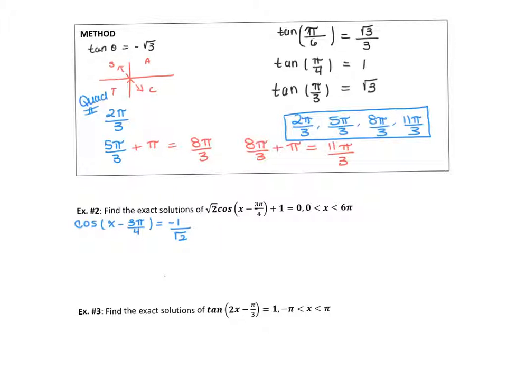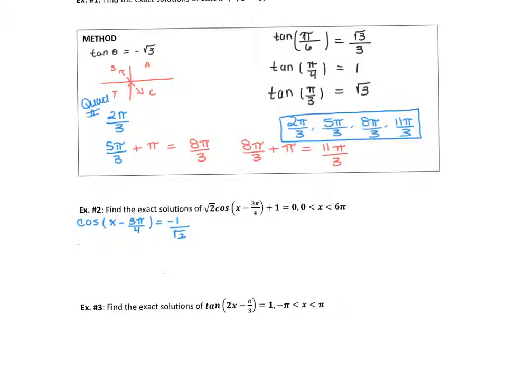Well, we know we don't want a radical in the denominator, so you're going to get rid of the radical in the denominator. You end up with this.